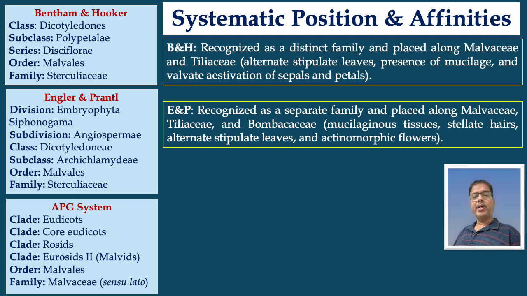Engler and Prantl also recognized Sterculiaceae as a separate family and placed it under the order Malvales in Archichlamydeae. It shows a close relationship with the Malvaceae, Tiliaceae, and Bombacaceae, sharing common features like mucilaginous tissue, stellate hairs, alternate stipulate leaves, and actinomorphic flowers. But it differs from Malvaceae by having fewer stamens, that is 5 to 10, often united or polyadelphous, and carpels that may be free or partially united. Engler and Prantl considered Sterculiaceae as a primitive family under Malvales.